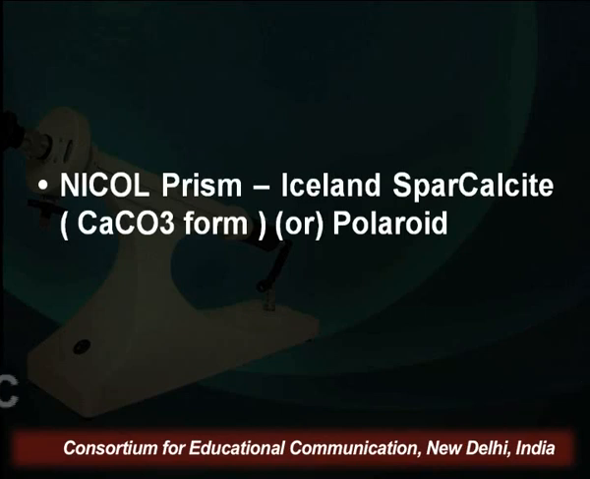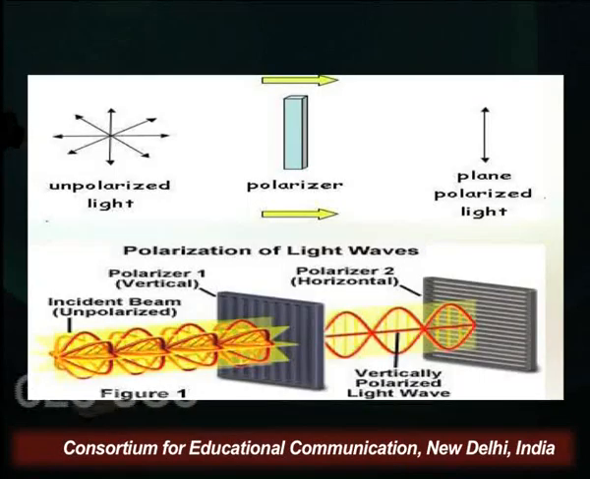As the sodium light is unpolarized light, when it is passed through the polarizer, we can get plane polarized light. On the left-hand side is the unpolarized light; a polarizer is used, and then we get one direction of the light, that is, plane polarized light. It is parallel or perpendicular to the plane of polarization.